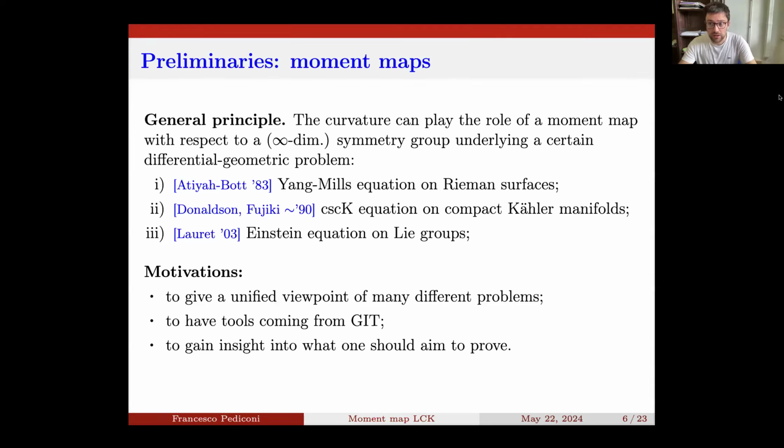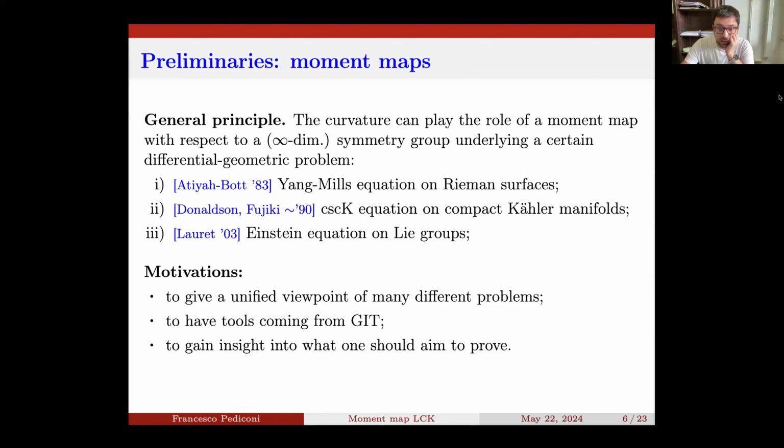So today we're going to focus on the second of the examples that I mentioned, the one due to Donaldson and Fujiki, and we're going to see how we can extend this framework to the non-Kähler setting.